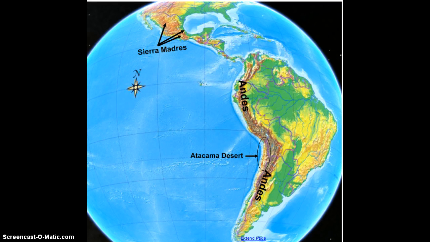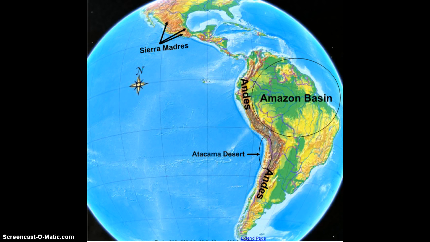In dramatic contrast to this dryness is the Amazon basin. The basin is the most vital feature of Latin America's physical geography. It is made up of rivers flowing from the Andes, the Brazilian highlands, and other high lands. They all join together to form the mighty Amazon.